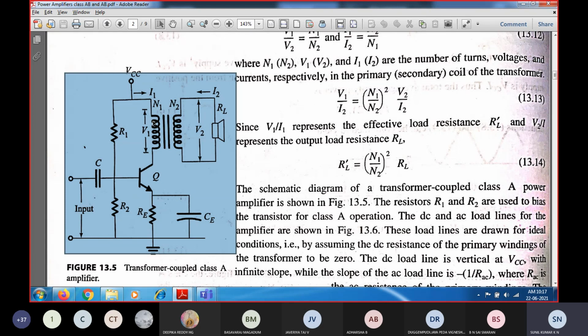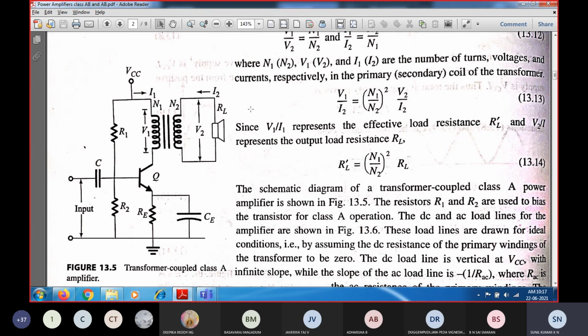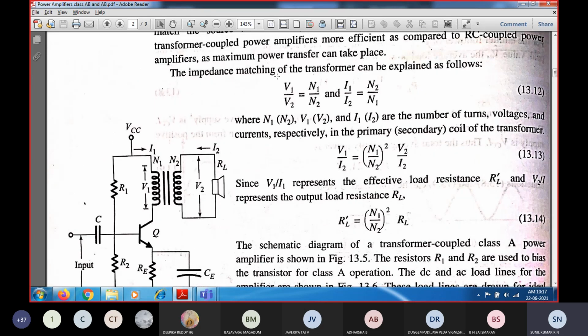N1 corresponds to the number of primary turns, V1 is the corresponding input voltage, and I1 is the current flowing through the primary of the transformer. In the secondary, the number of turns is denoted as N2, the output voltage is V2, and the current flowing is I2. With the voltage, current, and number of turns, we have a relation between the primary winding and the secondary winding. We have the number of turns related to the voltage, and the number of turns related to the current. That is given by this expression.